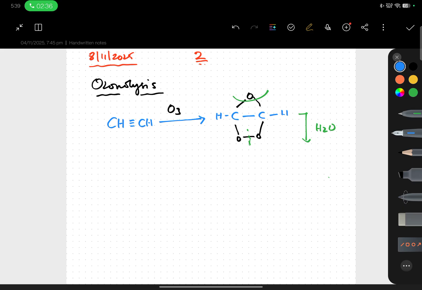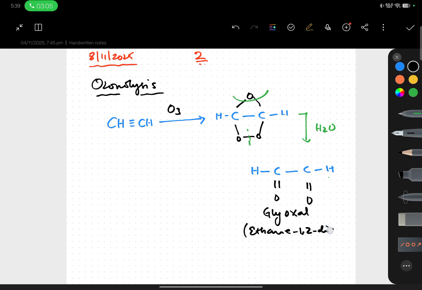So what is left out when that molecule breaks? HC, again CH. As the bond broke at the top, the double bond will form here. This is called glyoxal, or simply called ethane-1,2-dial.